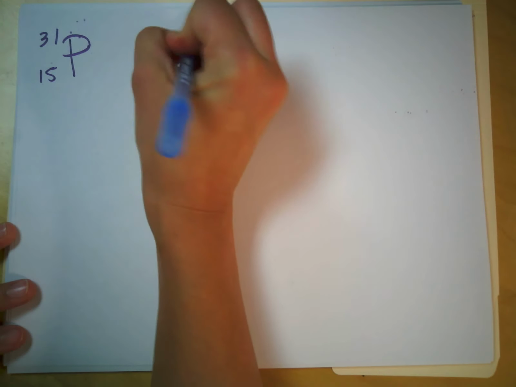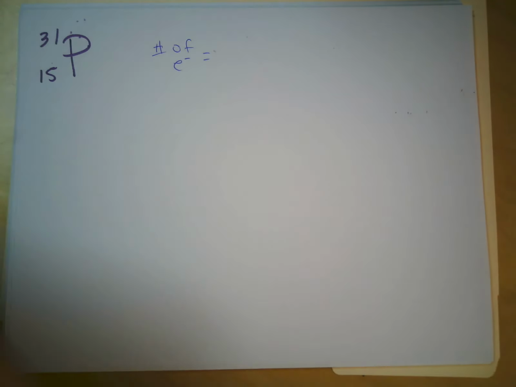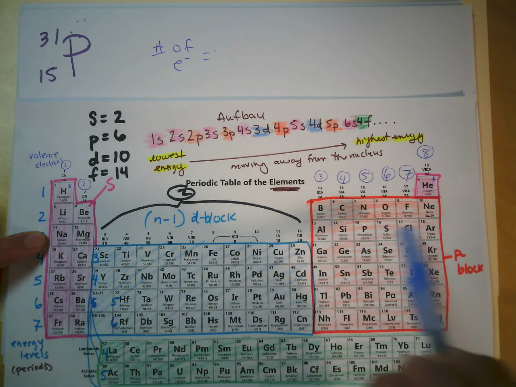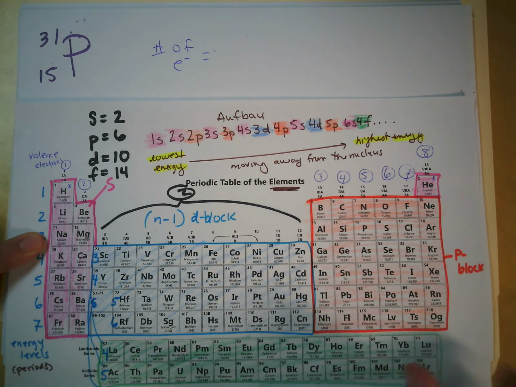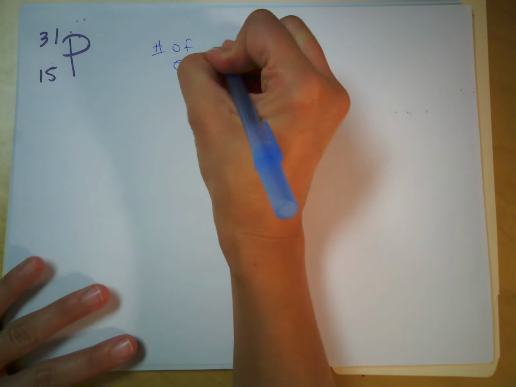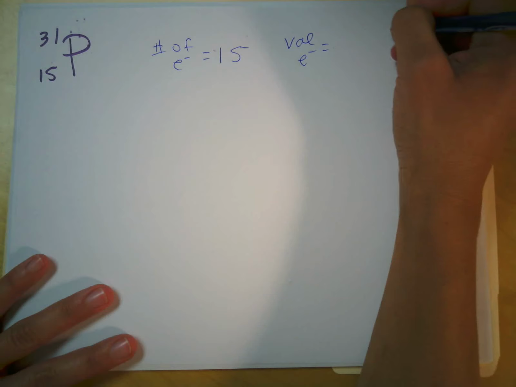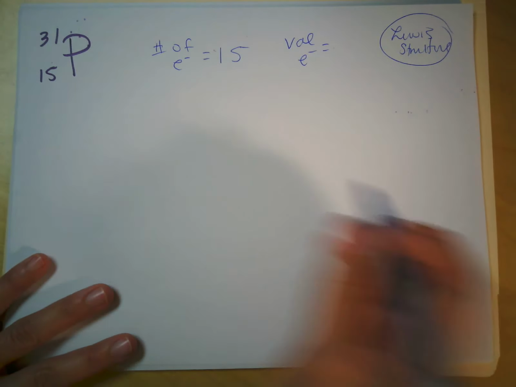Let's take a look at phosphorus. We're doing the same thing. We need to find the number of valence electrons. The number of electrons is going to be equal to this number here, 15. You can also look on our periodic table, and we find phosphorus. It's in the third energy level and p block. So it should end in 3p3. 15 protons means 15 electrons. We'll come back to the number of valence electrons, and we'll draw a Lewis structure in a moment once we determine our valence electrons.